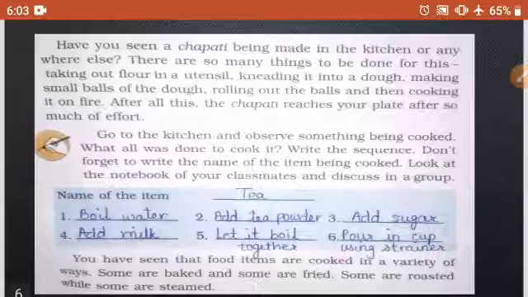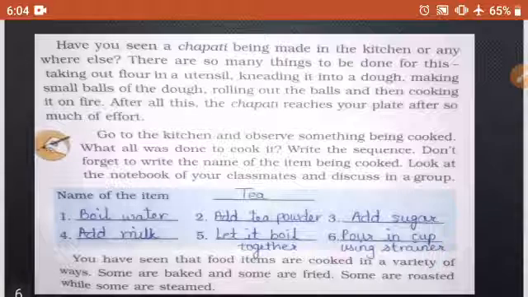So, children, for making chapati, you have to first take the dough, then you have to knead the dough, then we have to make small balls, then roll it, and then we have to put it on the pan. Then we can eat the chapati. So whenever your mummy is making chapati, you have to go and observe how chapati is being made from flour. Now let's see what is next.